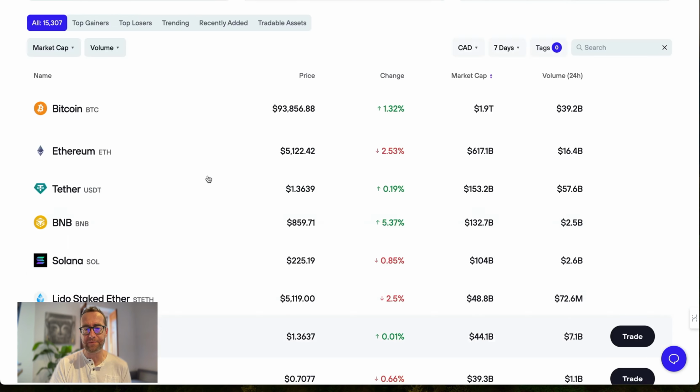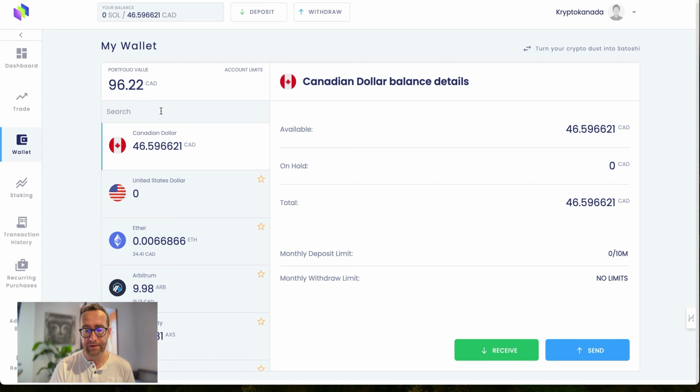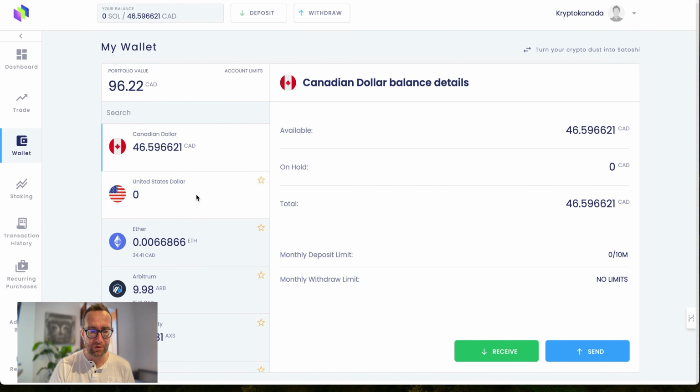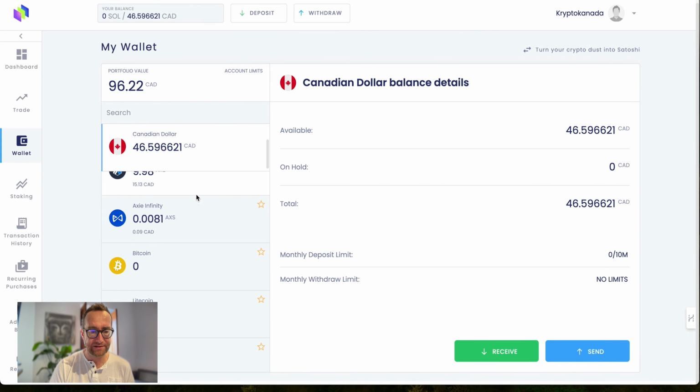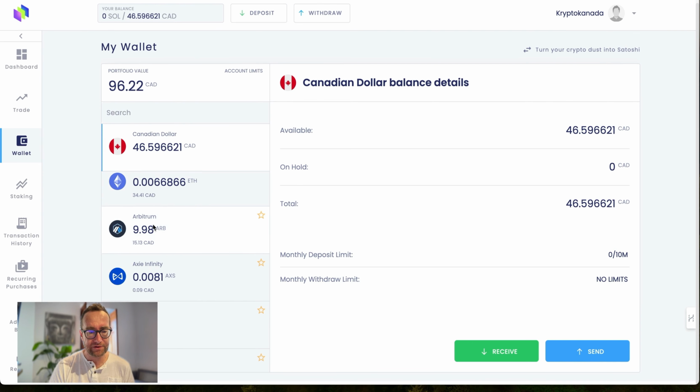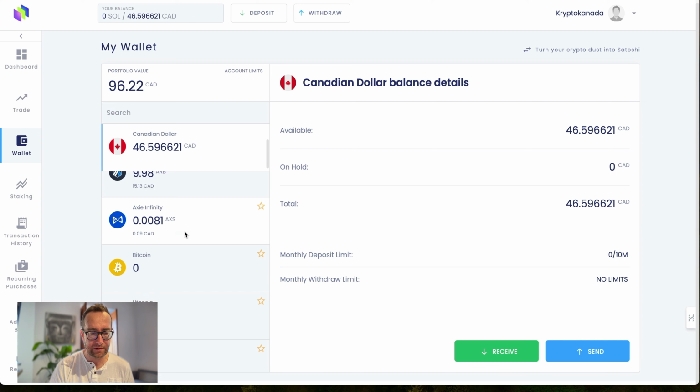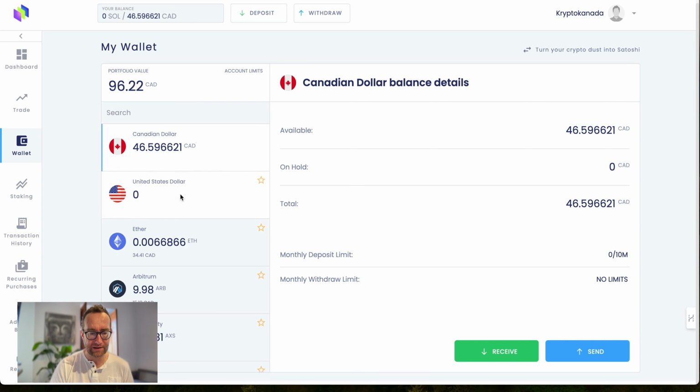So this is an account here. As you can see, here's your wallet. And in your wallet, you're going to see it broken down by what assets that you have. So you see I have some Arbitrum here, and mostly it's in Ethereum and Canadian dollar. So that's what's currently in the account.